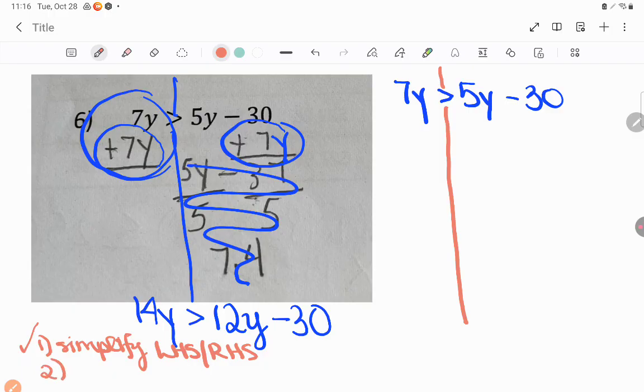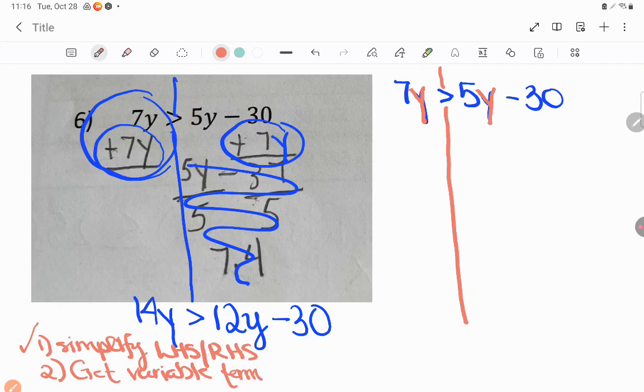What I do need to do, though, and this is what this student did see, they saw that I needed to get the variable terms to the same side. Why do I say that? I say that because I have a y on the left-hand side of the inequality and a y on the right-hand side. A really good wisdom principle is to get those together before you start trying to move the numbers away.